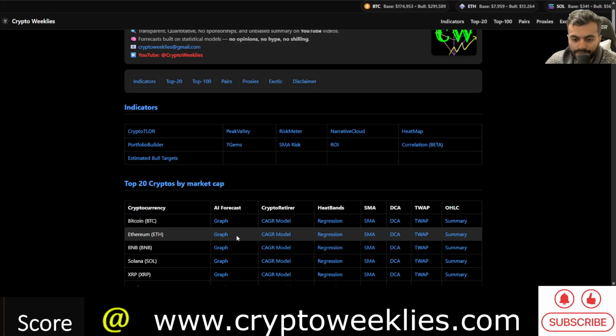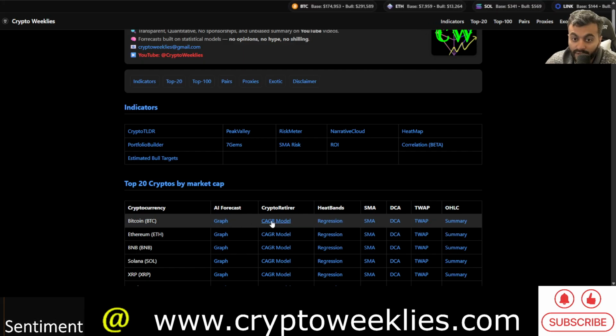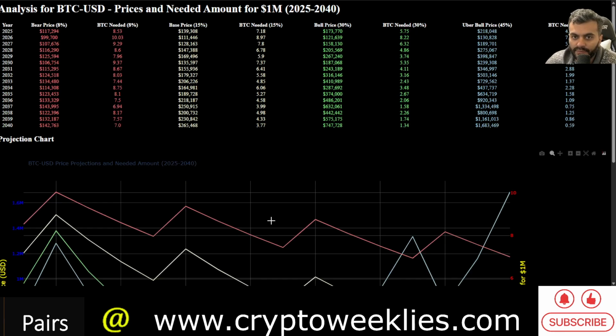Coming to the longer term CAGR model, that is the retirement model on Bitcoin and ETH. Starting with Bitcoin, now that we are coming to the close of the post-halving year of 2025, the price unfortunately in this year did not go to the bull case or the uber bull case, but came close or was at a midpoint of the bear case and the base case, where the top for BTC could have been close to 140K.